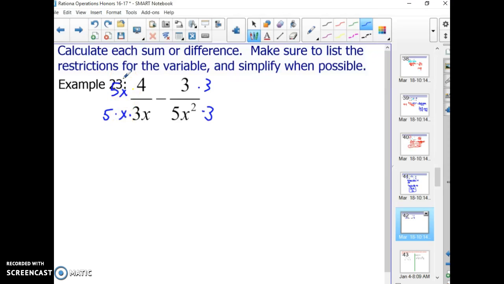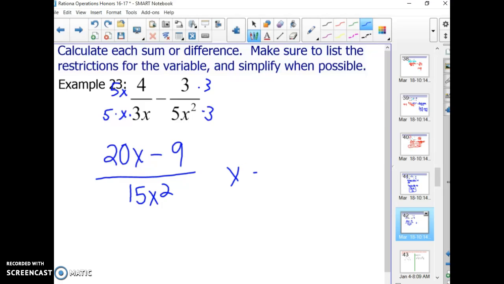So here I go. 5 times 4 is 20x minus 3 times 3 is 9. So if I go to the bottom, 5 times 3 is 15x squared. So that's going to be my answer. X cannot equal a 0. And we're done.